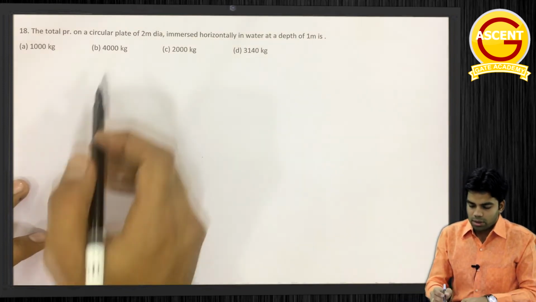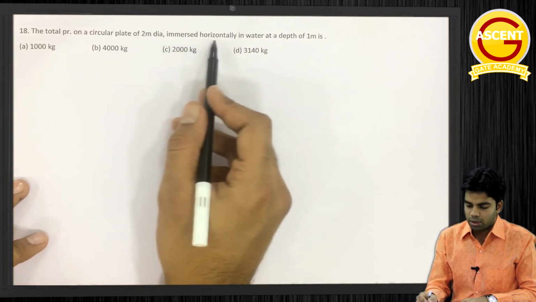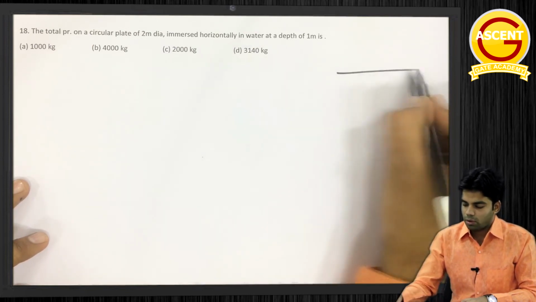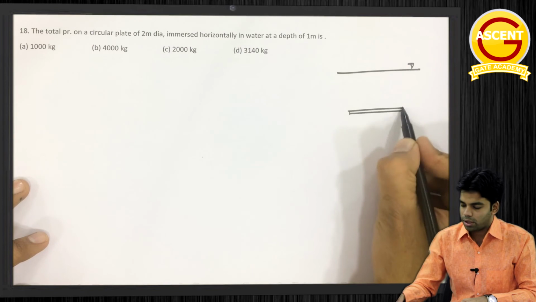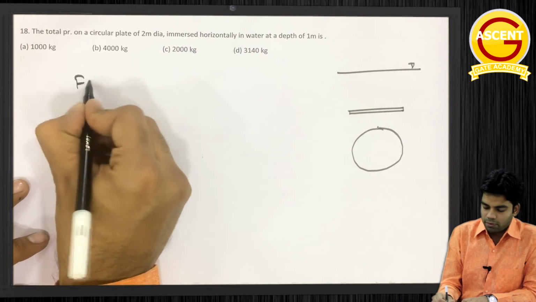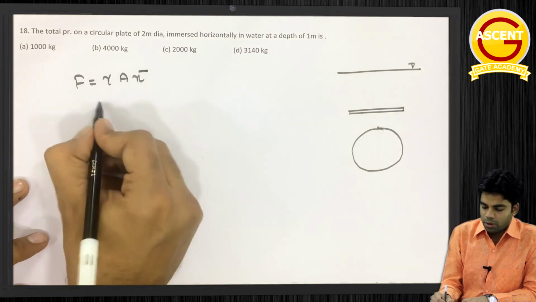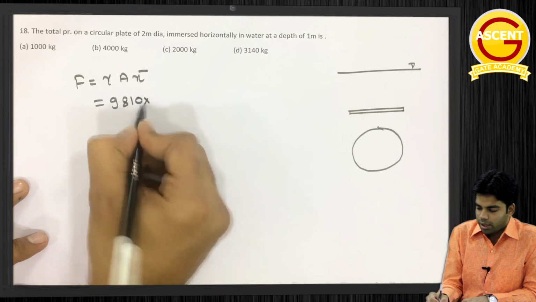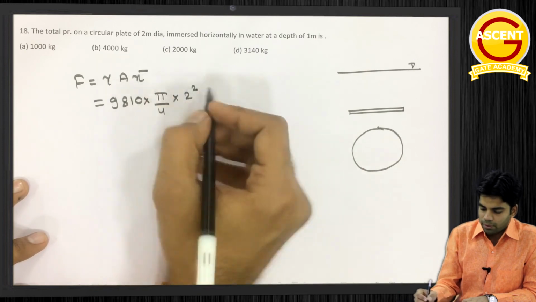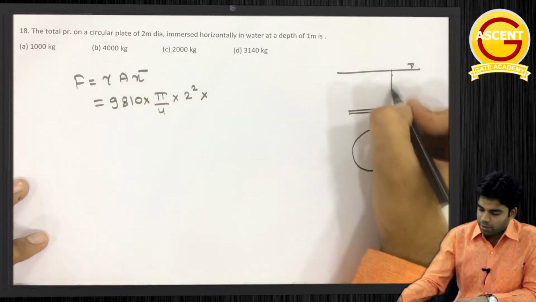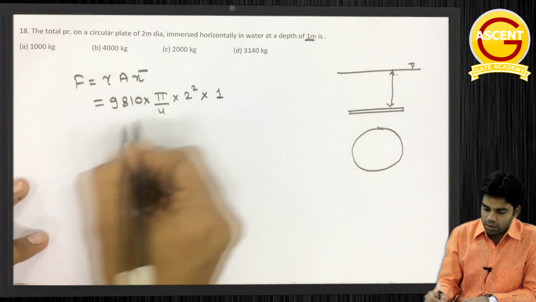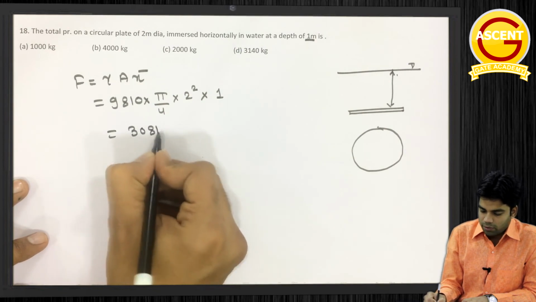The total pressure on the circular plate of 2 meter diameter immersed horizontally in water at a depth of 1 meter is. Okay, so we have got a circular plate which is placed horizontal. This is the cross section, which is circular. Getting this? Okay, so the force we already know is gamma A x bar. So this will be equal to 9810 into area of cross section, which is pi by 4 into d square of circle, into 2 square, into x bar, which is nothing but this distance. So this depth is given as 1 meter, into 1. So this force will be equal to 30819 Newton.